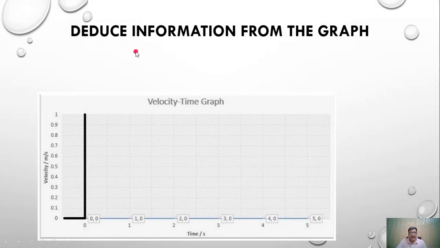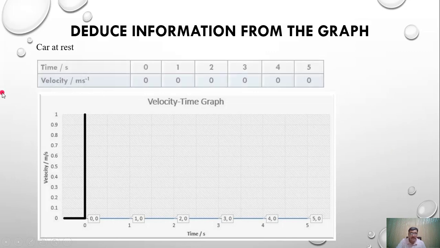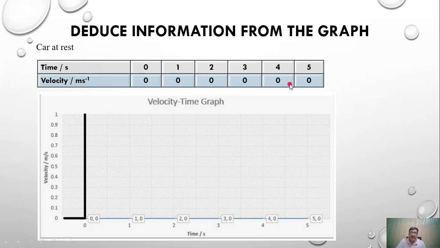Here is the graph from which we have to deduce the information. See, it is a constant line, and it has zero velocity, 0 meter per second, because there is no jump on the vertical side. So the car is at rest in this scenario, no acceleration is there, so acceleration is zero. So you can see it from this data table as well.